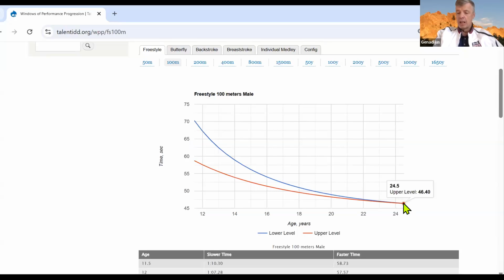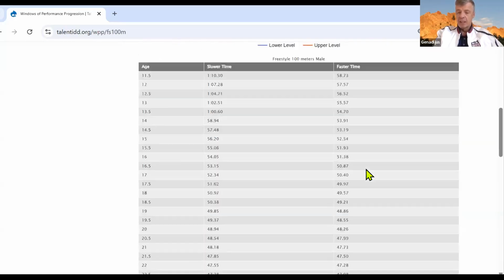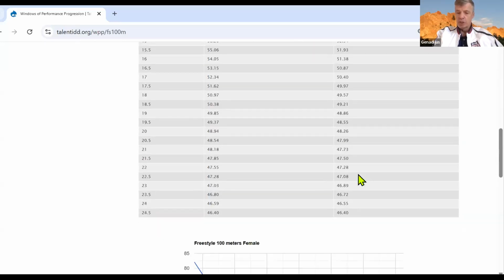You don't have to reach elite level. It will probably be difficult for everyone to reach a time of 46 seconds swimming 100 freestyle, but you can put, as I told, at age 20, 48 seconds or so, or 50 seconds. And you will see your path, what path you need to go to reach 50 seconds or 48 seconds, whatever age you want. This is for males. And here are times also, what the window is where athletes' performances should be.